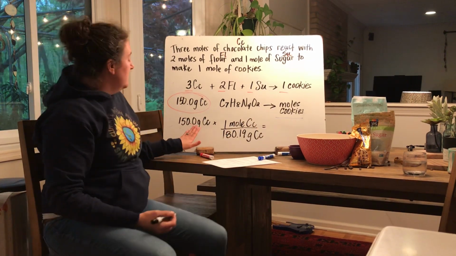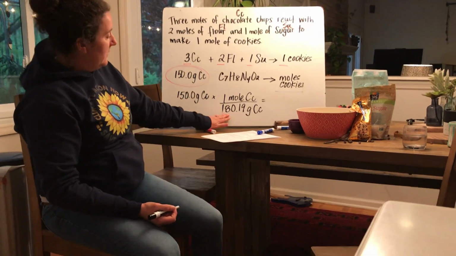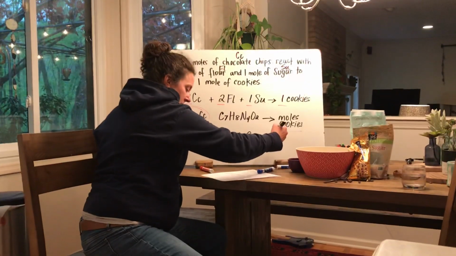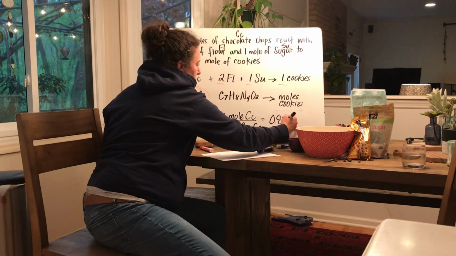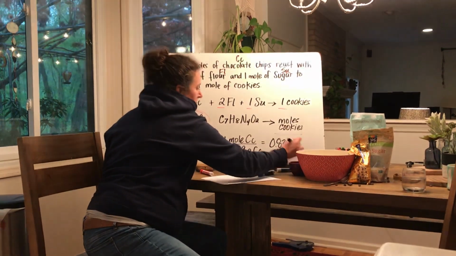And so all I need to do to convert to moles is take 150 and divide it by 180.19, and I end up getting 0.832 moles of chocolate chips.